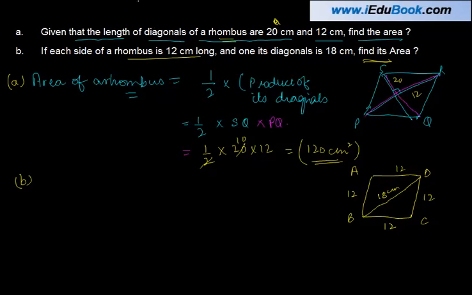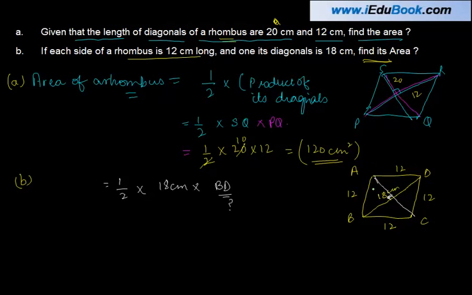Now how do you find out the area of this rhombus? Again, area as we know is equal to half into product of the two diagonals, right? So one of the diagonals is how much? 18. What is the length of other diagonal? Into BD, right? Now we don't know what is the length of BD, right?